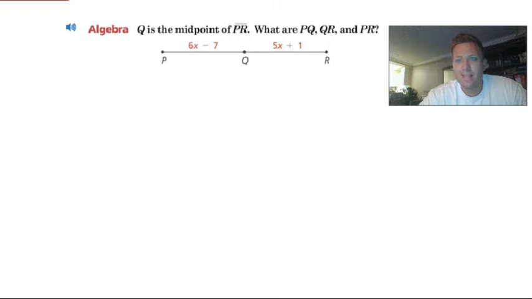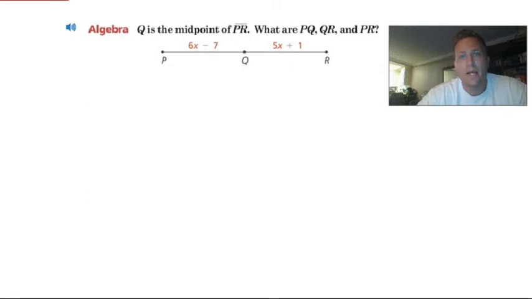All right, last problem. Yes, we're so close right here. So our last problem is, again, write this down. I think this is problem number 3 that we have right here. So it says Q is the midpoint. Midpoint is one of the key words, it means it's in the middle. What are PQ, QR, and PR?